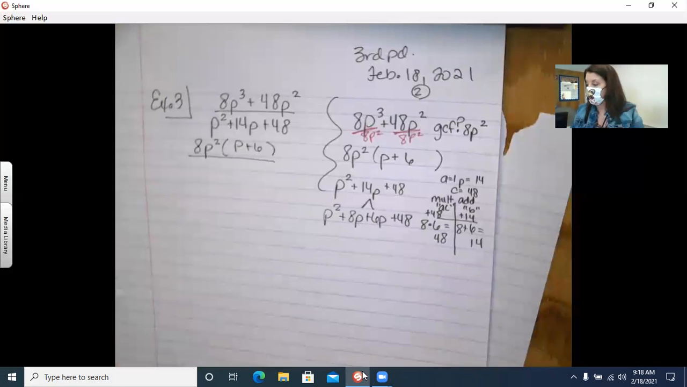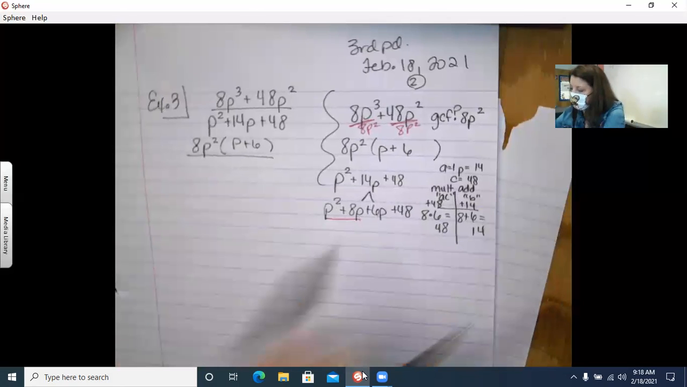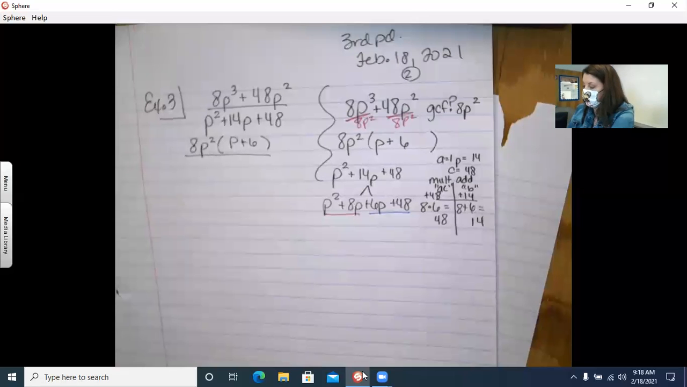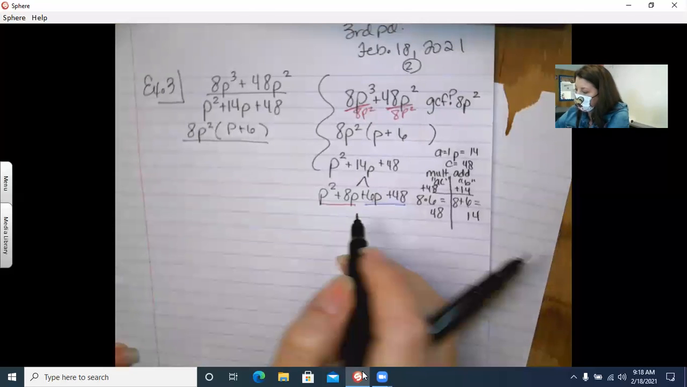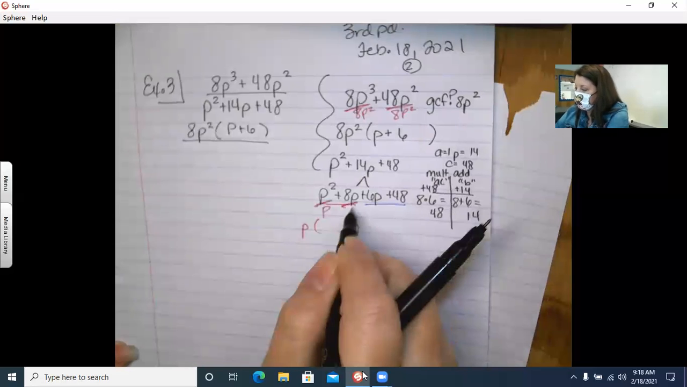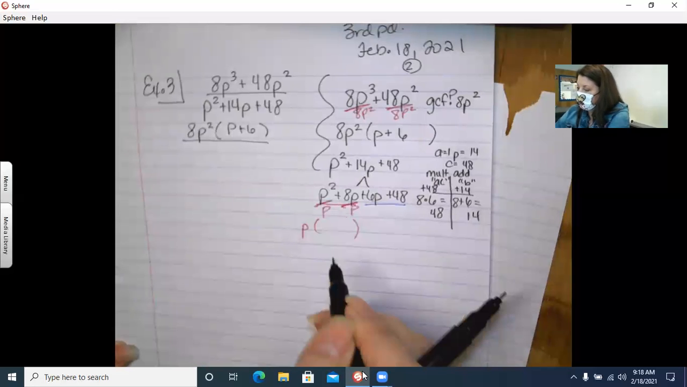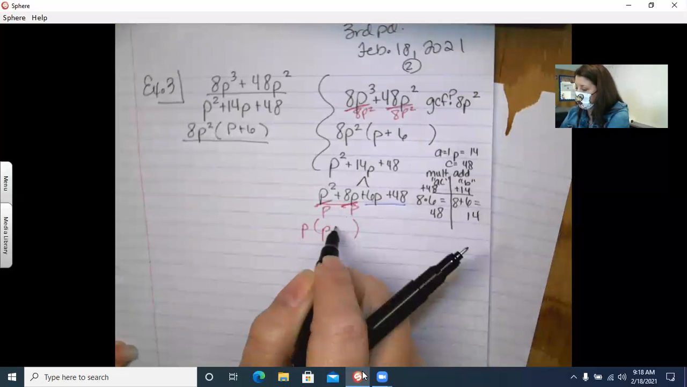Now we have 4 terms. Group your first 2 terms together. Group your second 2 terms together. Factor out a GCF of each group separately. What is the greatest common factor of my first group? P. Factor it out. P squared divided by P is positive P, 8P divided by P is 8, very good.